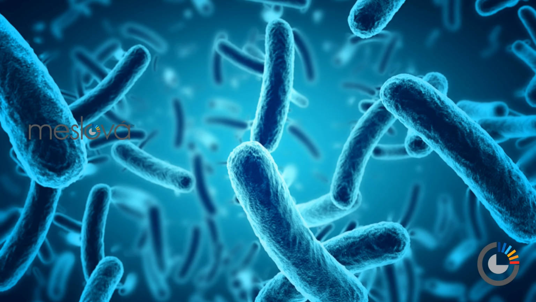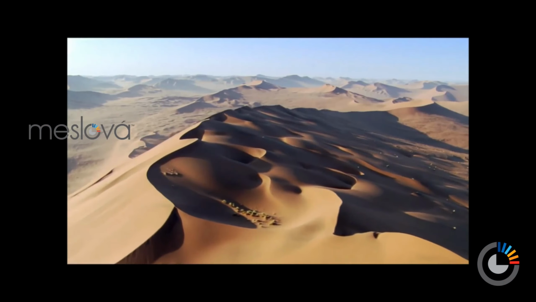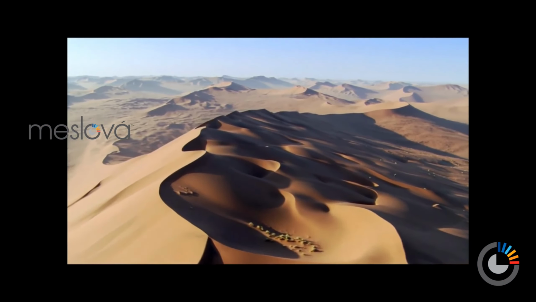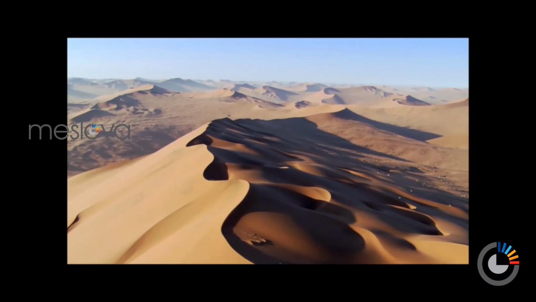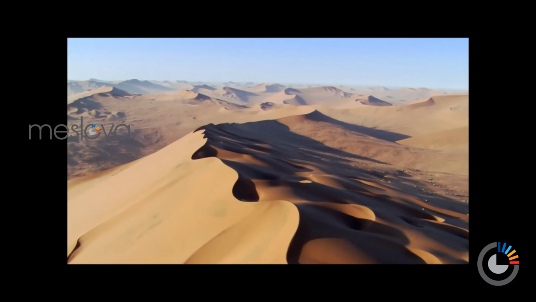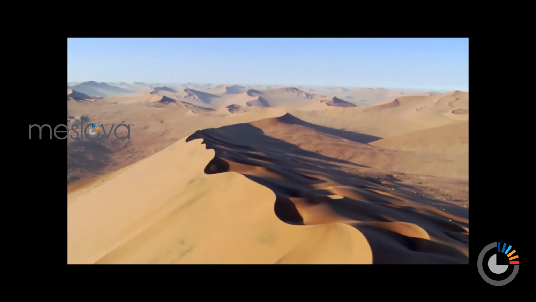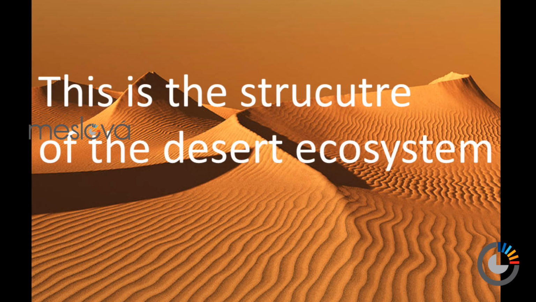Decomposers, which we call microbes, are very poor in number because there is little biota found on the deserts, due to low dead matter or decay matter. The microbes are also very low in the desert area, and this is the structure of a desert ecosystem.